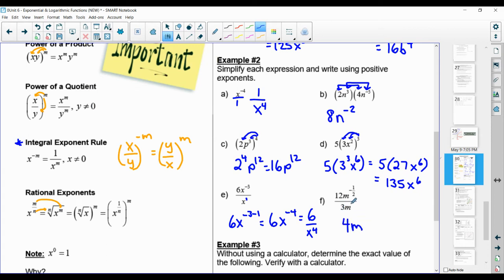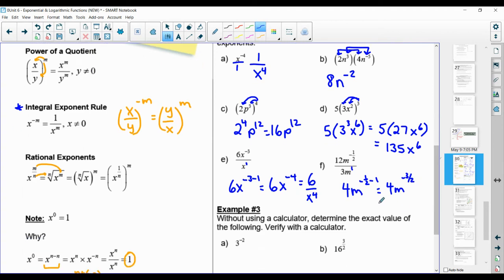And the last one here, we've got 12 divided by 3 is 4. And we've got m to the negative 1/2 minus 1, which equals 4m to the negative 3 over 2, which can then be written as 1 over 4m. Oh, sorry, no, the 4 doesn't move. So the 4 stays locked in place because it has a positive exponent. So we're going to have 4 over m to the 3 over 2.